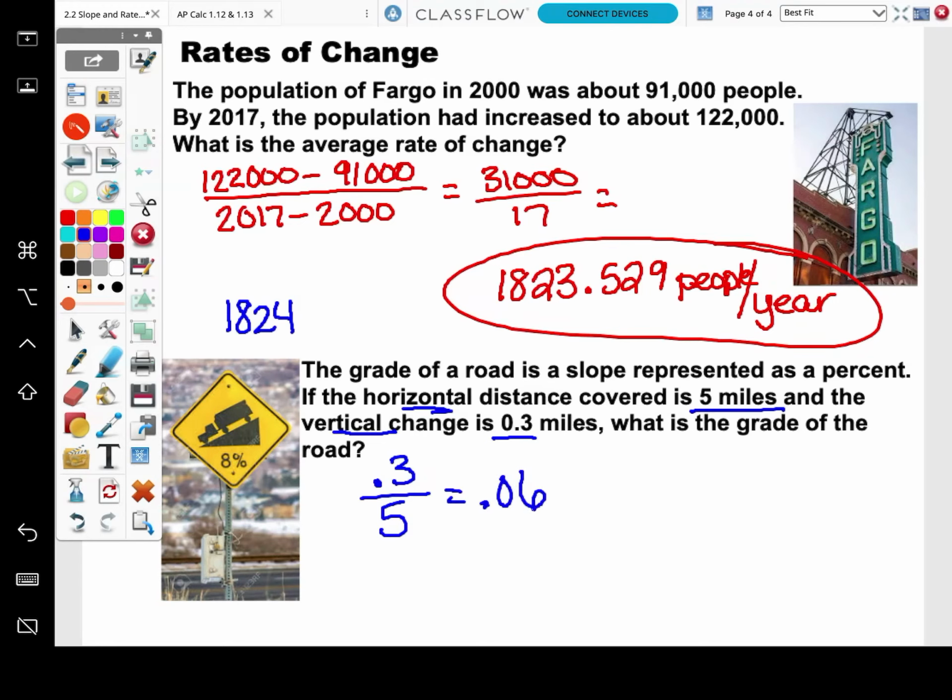Now, the grade, like you see on these types of signs, if you've ever seen them, has to be written as a percent. So what is 0.06 as a percent? This is a 6% grade.